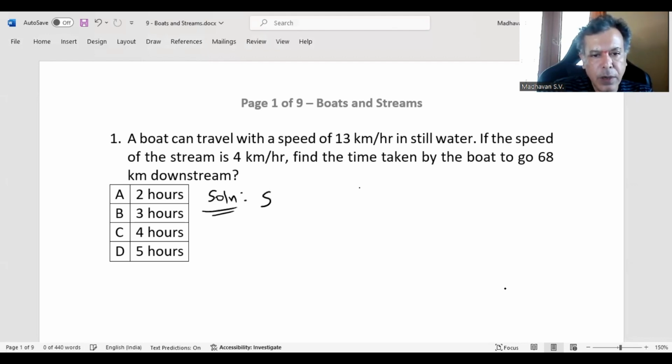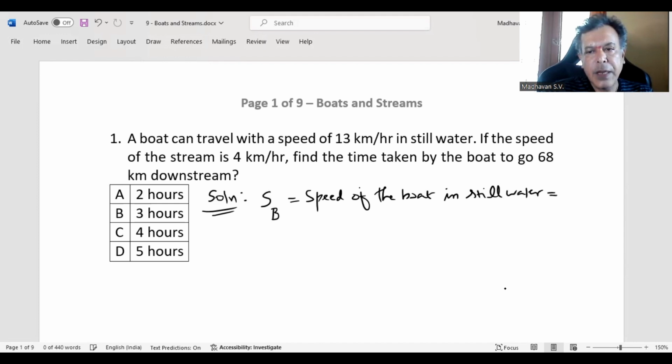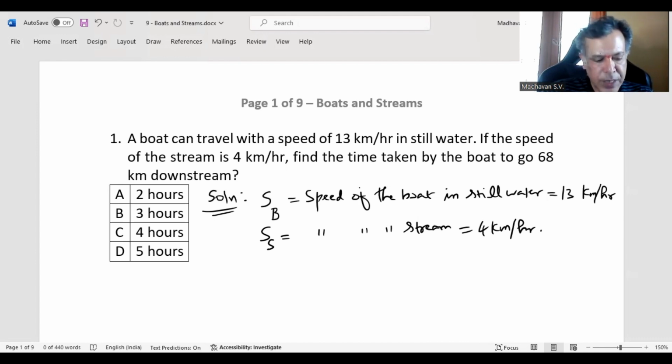Speed of the boat, we'll call that S suffix B, which is nothing but the speed of the boat in still water. That is given as 13 km per hour. The speed of the stream, we will consider that as S suffix S, that is given as 4 km per hour. Now find the time taken by the boat to go 68 km downstream.